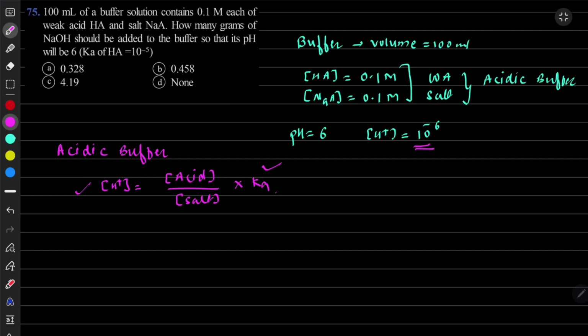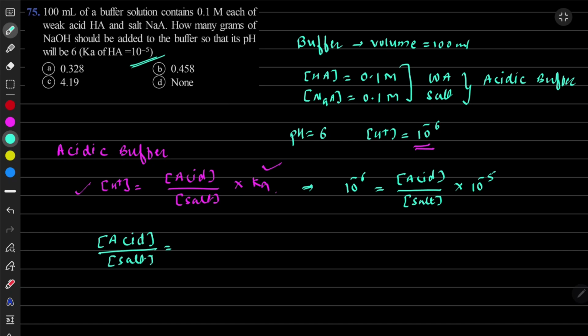So how much NaOH should be added? So H plus is over here. So let us solve this. 10 raised to minus 6 is equal to concentration of acid upon concentration of salt into Ka, which is given as 10 raised to minus 5. So acid upon salt concentration is equal to 10 raised to minus 5 going this side, so it is 10 raised to minus 1.